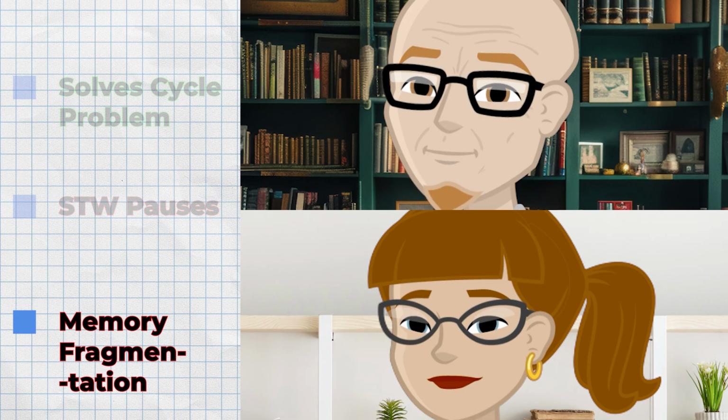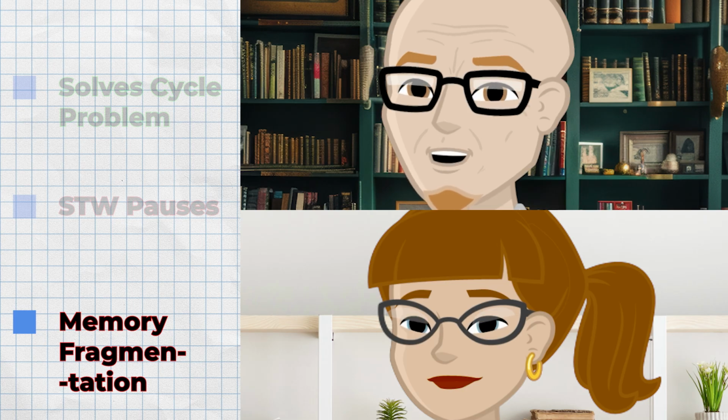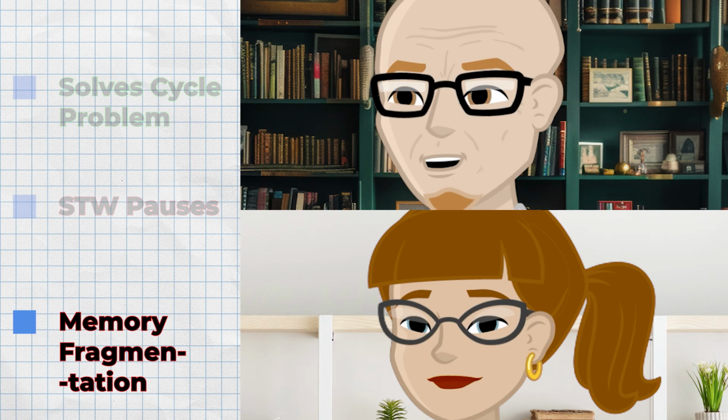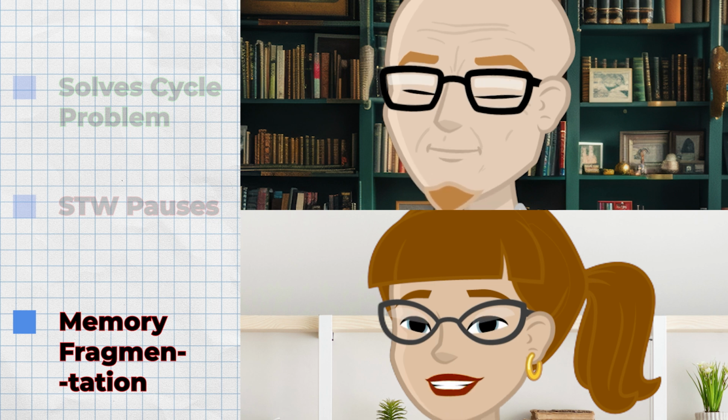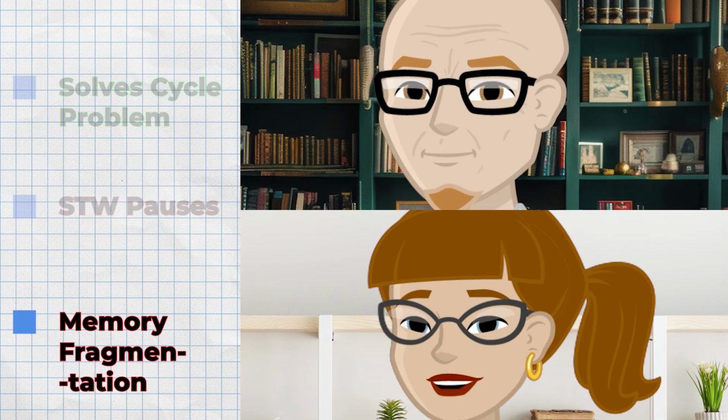The heap ends up with lots of small scattered holes of free memory. Even if you have enough total free space, you might not be able to allocate a large new object because there isn't one single contiguous block big enough. Okay, so mark and sweep handles cycles but causes pauses and fragmentation. What else is in the toolbox?